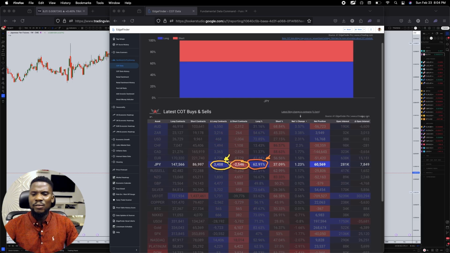So considering all of these facts and mixing them up with the technicals that I'll be sharing with you in the next couple of seconds, I think we have a good shot for a long-term Japanese yen trade. Okay, so let's jump straight into these pairs one after the other.